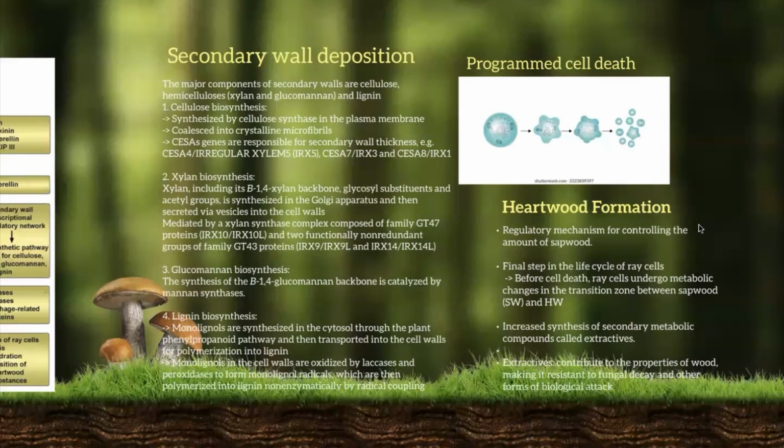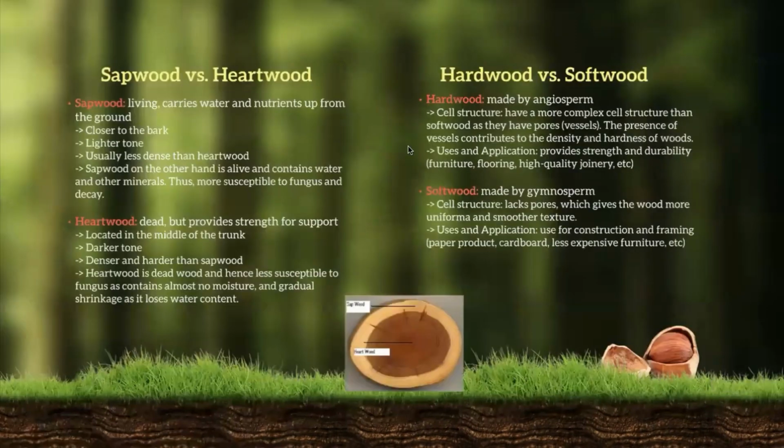It is the final step in the life cycle of the ray cells. Before cell death, ray cells undergo metabolic changes in the transition zone between sapwood and hardwood. It increases synthesis of secondary metabolic compounds called extractives. Extractives contribute to the properties of wood, making it resistant to fungal decay and other forms of biological attack. Now, let's compare sapwood and hardwood.